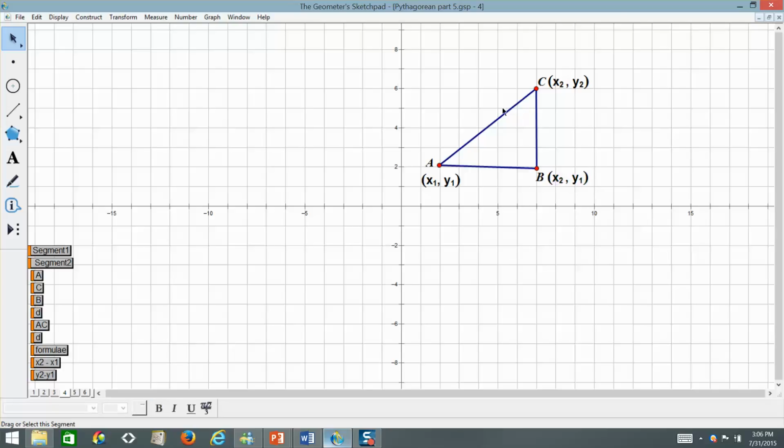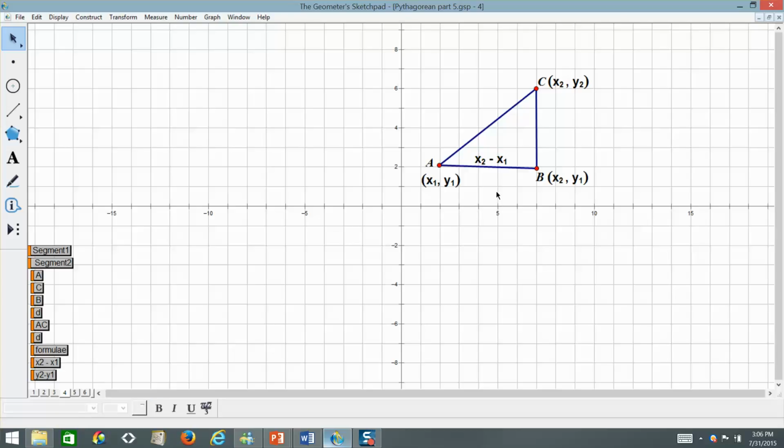Okay, to apply the Pythagorean theorem for this triangle, we need the distance or the length of AB and BC. Okay, let's calculate the length of AB. From the y-axis to B, from here is equal to x sub 2. While from the y-axis to A is equal to x sub 1. So the length of AB is equal to x sub 2 minus x sub 1.